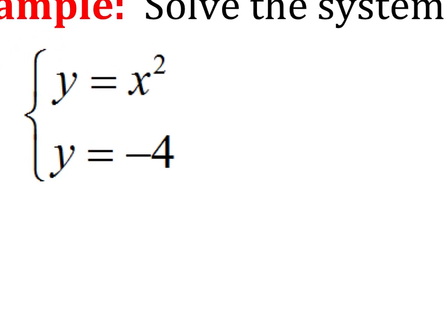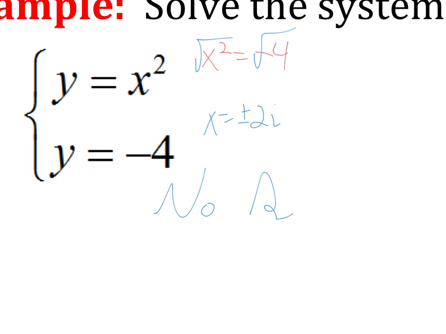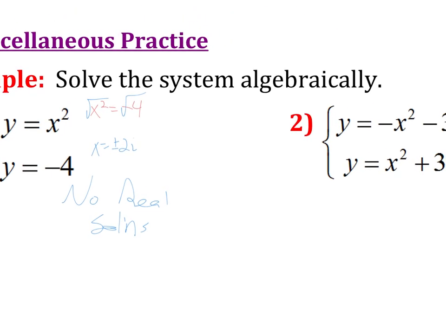So first one, we have x squared equals negative 4. Since this is already just an x squared all by itself, I can go straight to taking square roots. So x equals plus or minus 2i, and that tells me that there are no real solutions. That one was pretty fast. Cool. On to number 2.